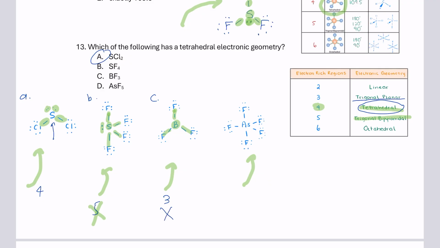Finally, here we see the Lewis structure for answer choice D. Our central atom is surrounded by 1, 2, 3, 4, 5 electron-rich regions. Again, this is going to have an electronic geometry of trigonal bipyramidal, which is not what we're looking for. Again, the correct answer for 13 is A.